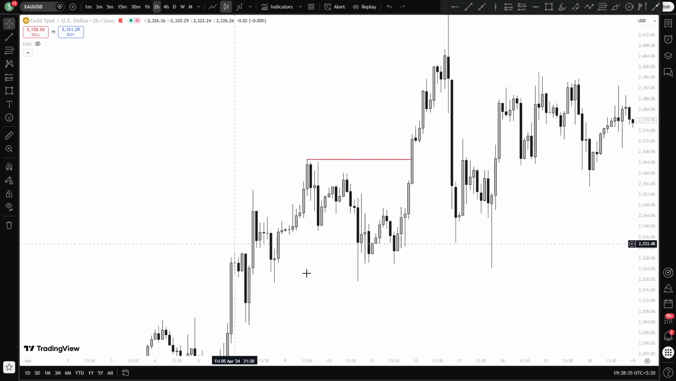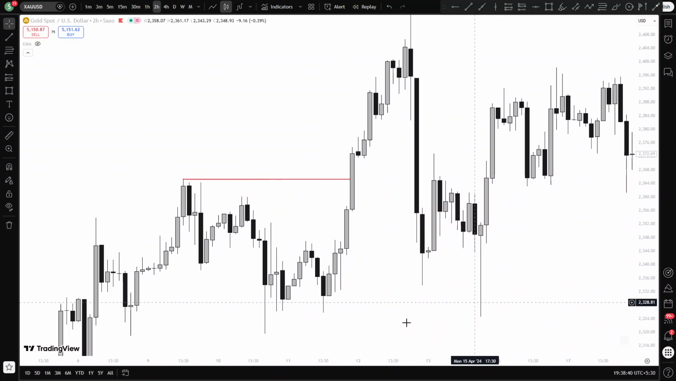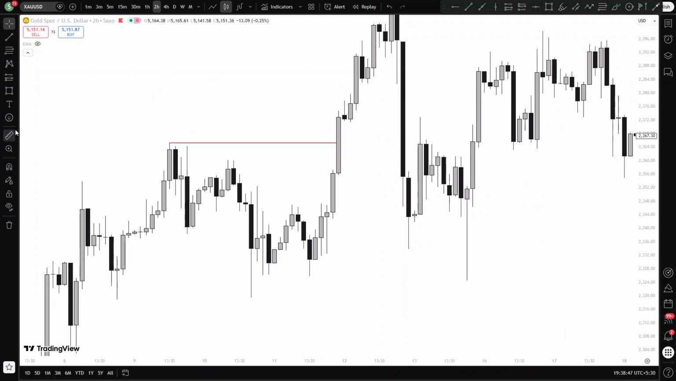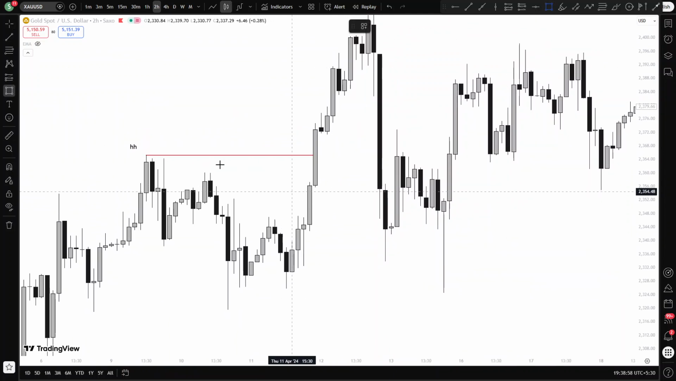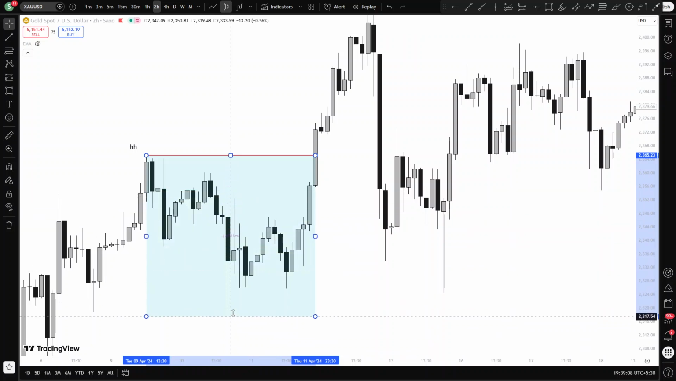Okay, let me also teach you something very important, which is how to mark the higher low. When you are marking the higher low, let's say this is your higher high. When the market gives you a breakout like this one, you have to get your rectangle. You come to this candlestick which gave you a breakout, and you pull it down to the bottom.